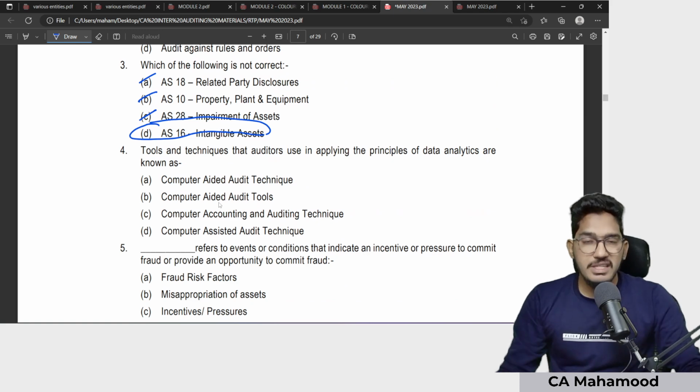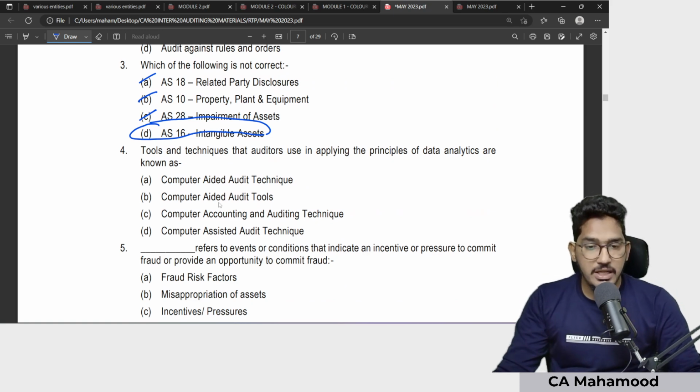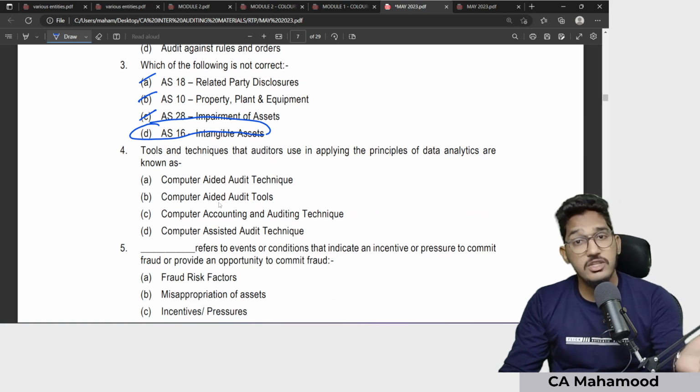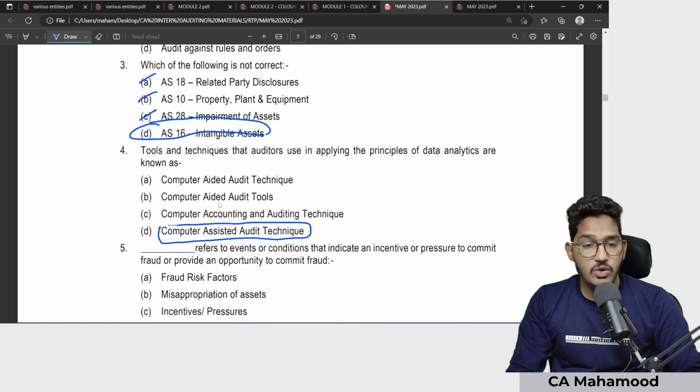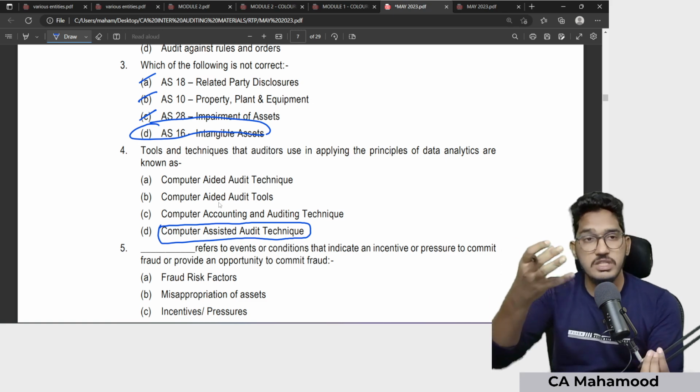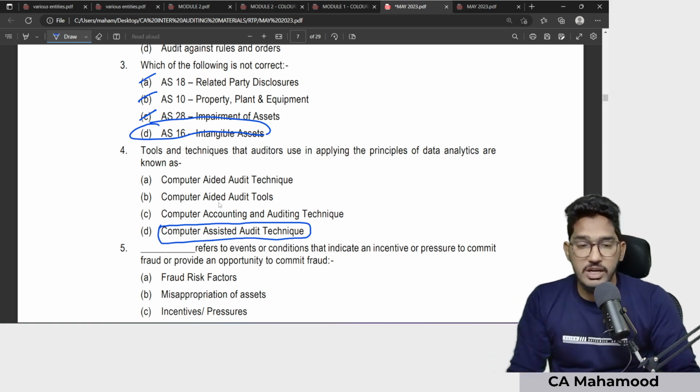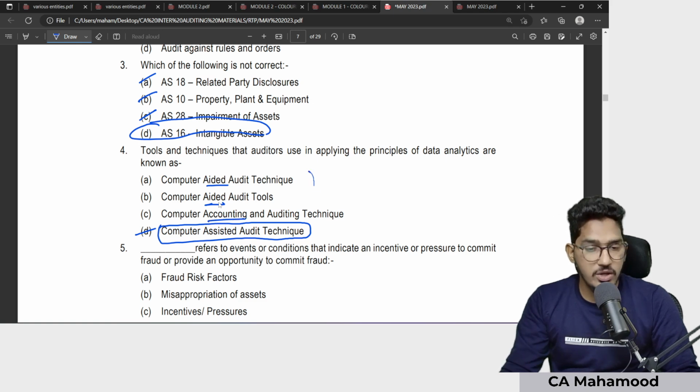Next question. Tools and techniques that auditor use in applying the principles of data analytics are known as. Whatever tools and techniques the auditor is using while doing audit, what do we call it? Computer assisted audit techniques. This we have seen in audit in an automated environment. Whatever tools and techniques are used by the auditor for obtaining audit evidence, nothing but the data analytics tools used by the auditor, they will be called what? Computer assisted audit techniques, not computer aided audit techniques, not computer aided audit tools, not computer accounting and audit technique. All these 3 are wrong. Option D is the correct option.